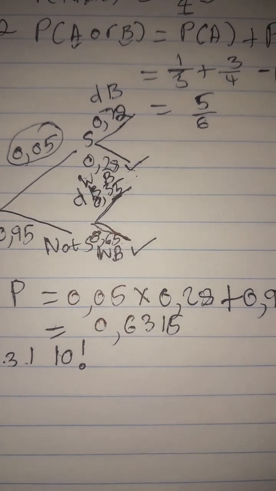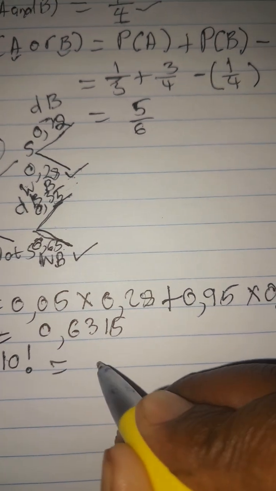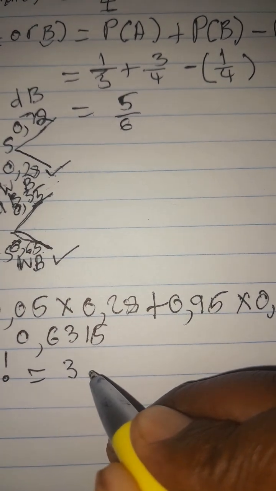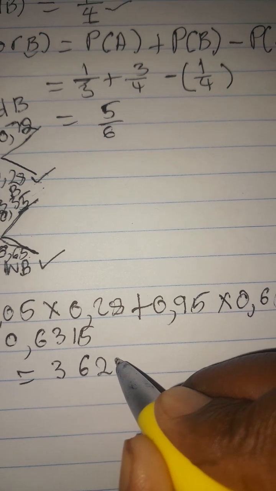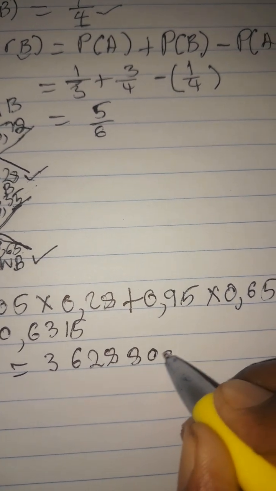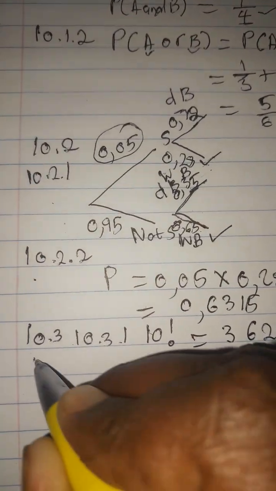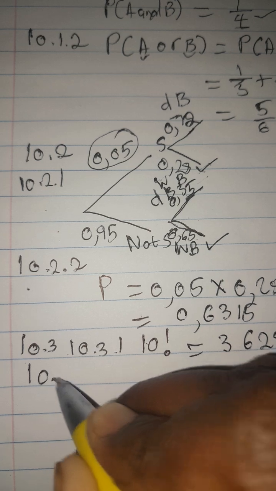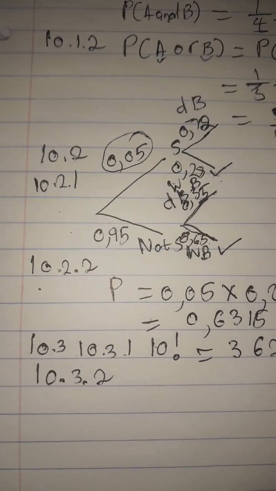Remember, 10 factorial will give us 3,628,800, right? So that's the solution at 10.3.1. Then we'll look at our last question, which is 10.3.2.